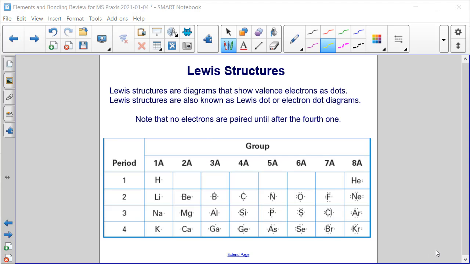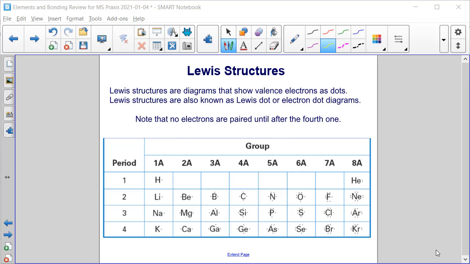Lewis structures are diagrams that show valence electrons as dots. Lewis structures are also known as Lewis dot or electron dot diagrams. So I have the main group elements shown here: group 1, group 2, group 3, group 4, and then we have 5A, 6A, 7A, 8A. But remember, that's also 15, 16, 17, 18, depending on your periodic table.